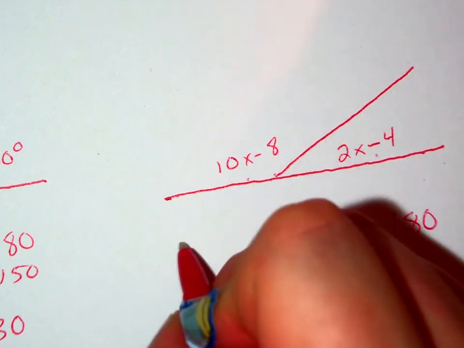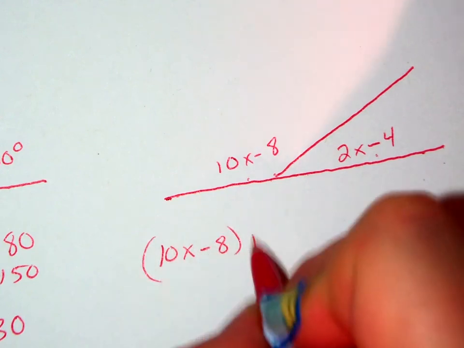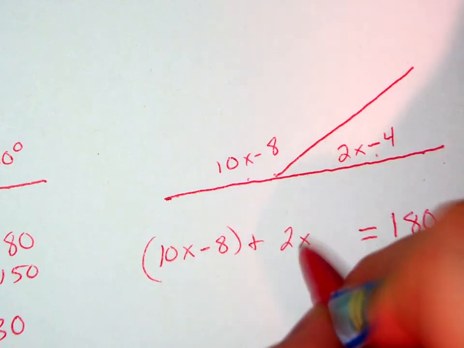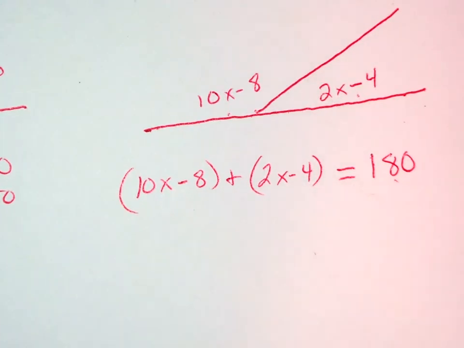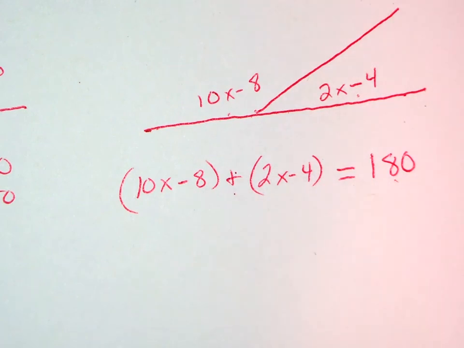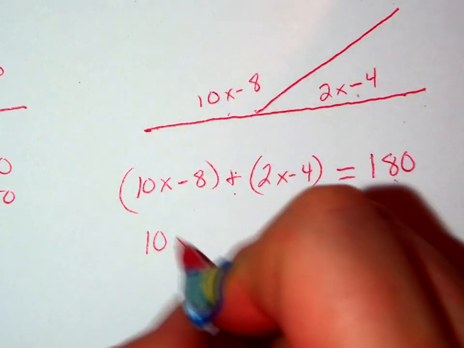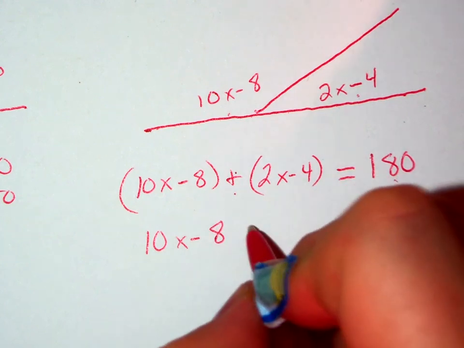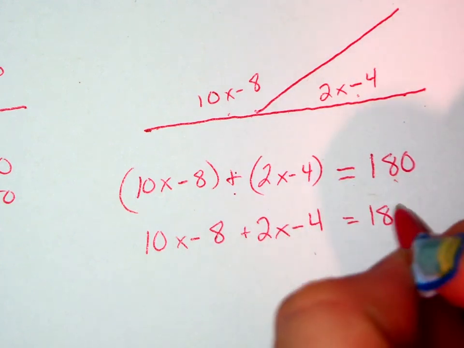So we can solve for x by saying this angle plus this angle equals 180 degrees. So my first angle, 10x minus 8 plus 2x minus 4 equals 180. In this particular problem, I have a plus sign between my two terms in parentheses, so there's not really anything that's going to distribute and affect those values, so they can drop out of the parentheses. 10x minus 8 plus 2x minus 4 equals 180.